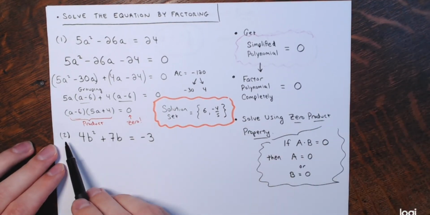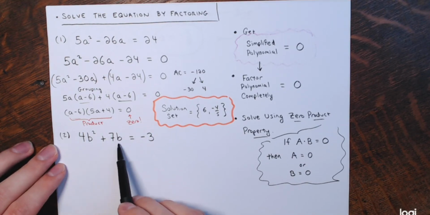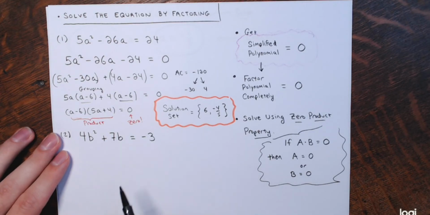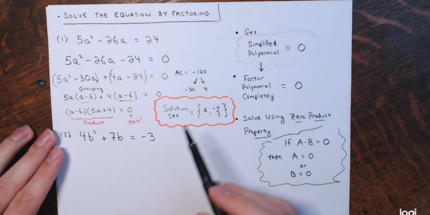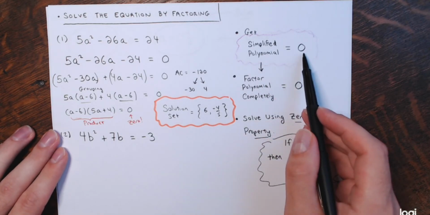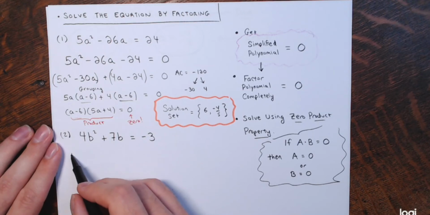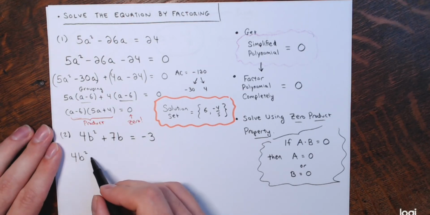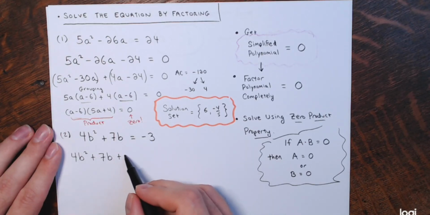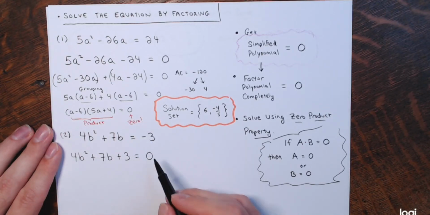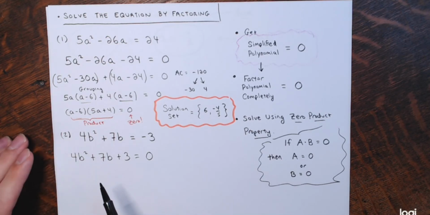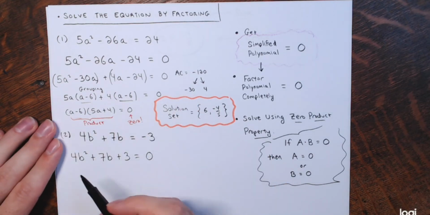All right, so example 2, solving for b. This is 4b squared plus 7b equals negative 3. First step, get a simplified polynomial on one side, 0 on the other. So I'm going to be adding 3 here. So we have 4b squared plus 7b and then plus 3 equals 0. And now I have another trinomial, and again you can use that AC method that I used in the first one.